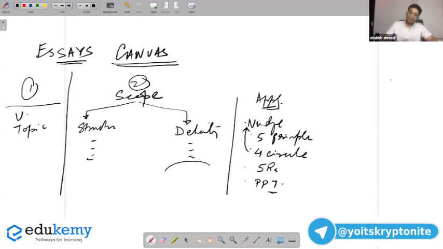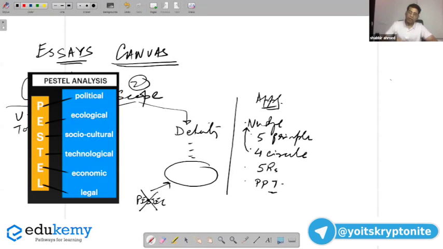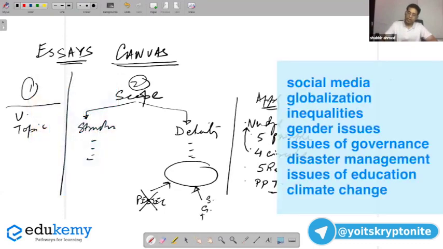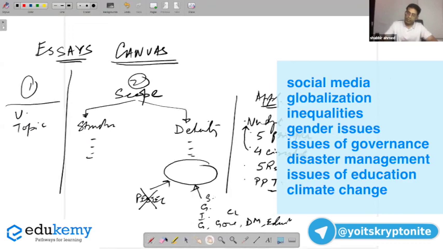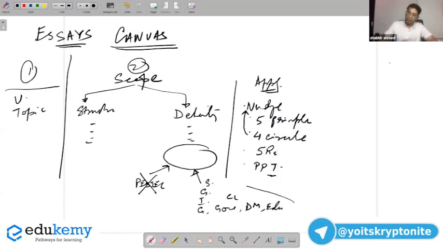And in detailing, I said there are 2 ways of detailing. One is you can use pestle principle, but pestle principle I'm not very keen about. I said use the other tools. Use social media, globalization, talk about inequalities, talk about gender, talk about issues of governance, disaster management. See if you can link it to issues of education, okay, climate change. So this helps your essay become more and more specific. Okay, 5R and 4 circle keep examples.